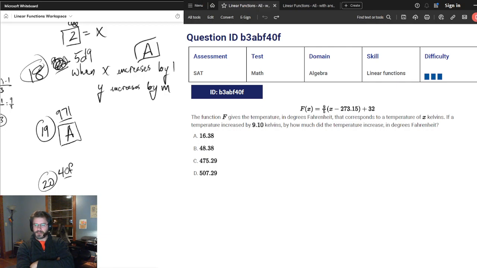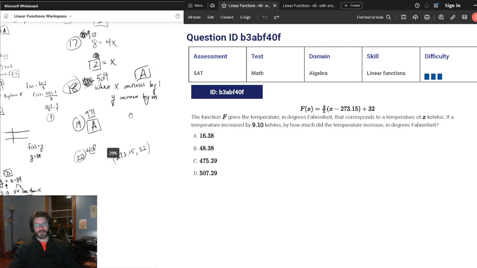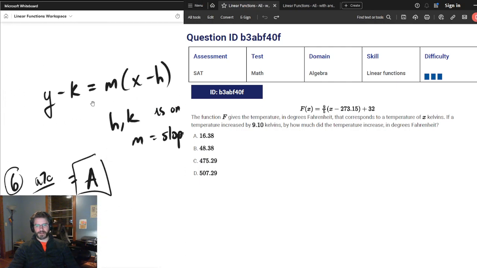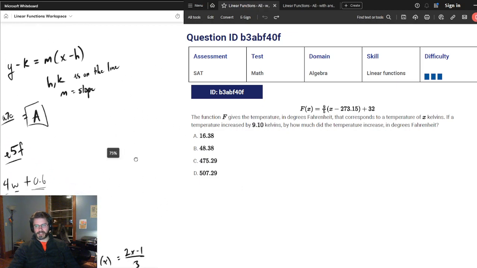If we looked at this as point slope form, however you want to say it, we would understand that this coordinate point is 273.15, 32. Because recall that our point slope form is this guy, and if we move that 32 over, the k value is 32, the h value is 273.15, and the slope is 9/5.